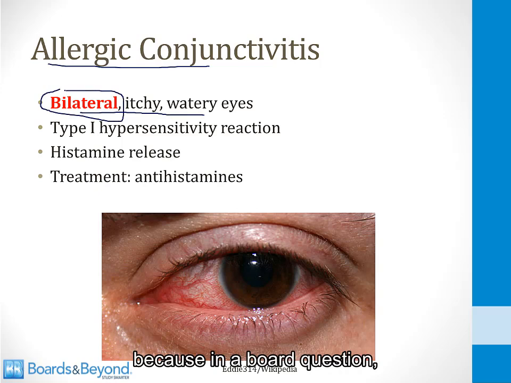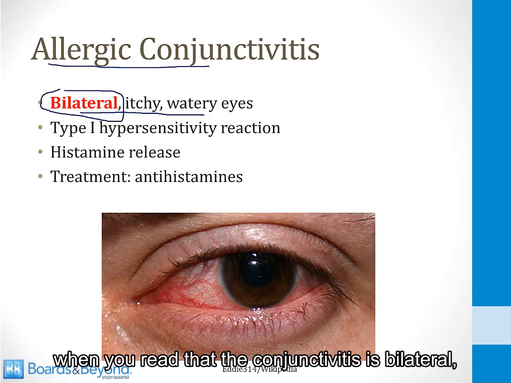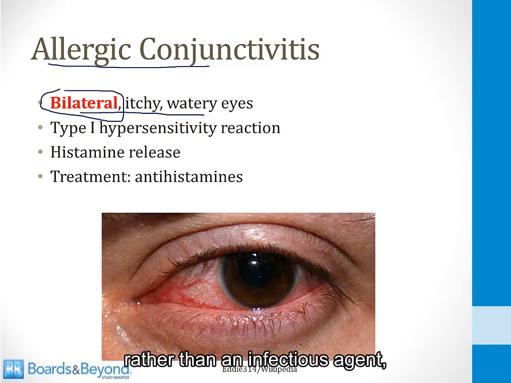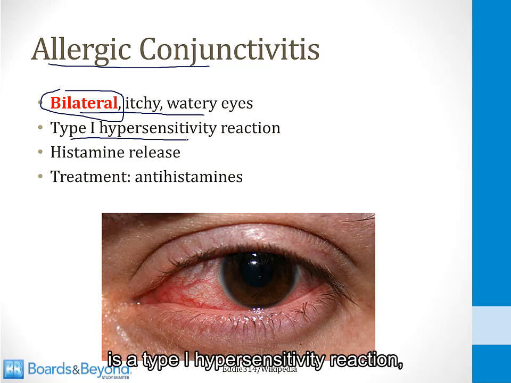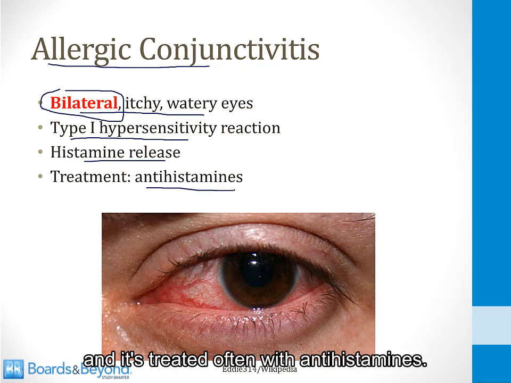because in a board question, when you read that the conjunctivitis is bilateral, you should suspect an allergy rather than an infectious agent. Viral or bacterial conjunctivitis often affects only one eye. Allergic conjunctivitis is a type 1 hypersensitivity reaction. There is histamine release involved, and it's treated often with antihistamines.